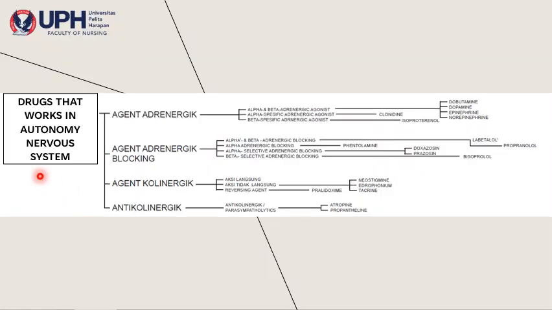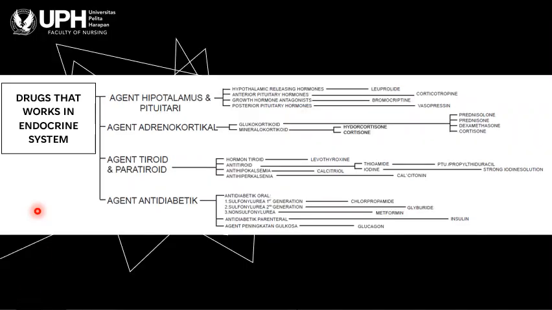Now let's see the drugs that work in the autonomic nervous system. So we have the adrenergic agents, the adrenergic blocking agents, and the cholinergic and anticholinergic agents. So you will be able to see this type of medication, and again we sometimes use these in anesthesia.